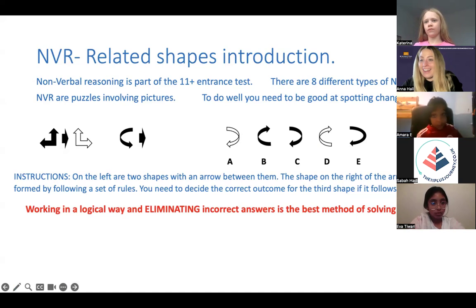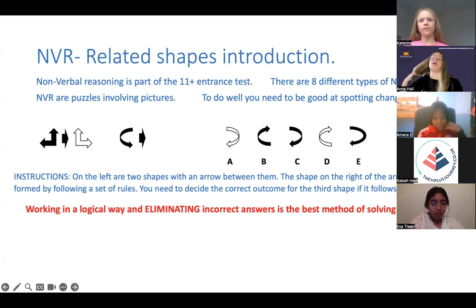Are you okay, Katerina? I think the answer would be A. Ooh, I like it. Okay, so you tell me, why do you think the answer is A? Because the first one is black and it's pointing a certain direction, and then the next one is white and it's pointing the other direction. Well done. So that's what we're looking for. Superstar, thank you so much. That's amazing. I can tell you're going to really get this.